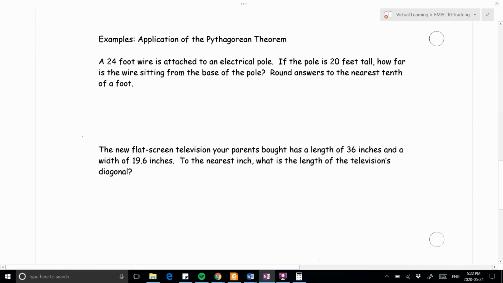So here we've got an electric pole sitting on the ground. One thing we know about these is that for them to stay stable, they are connected to the ground at 90 degrees. We've got a wire attached to it that's also attached to the ground. The only way that can happen is by creating this triangle. We know the pole is 20 feet tall. So here's my pole, and that pole is 20 feet.